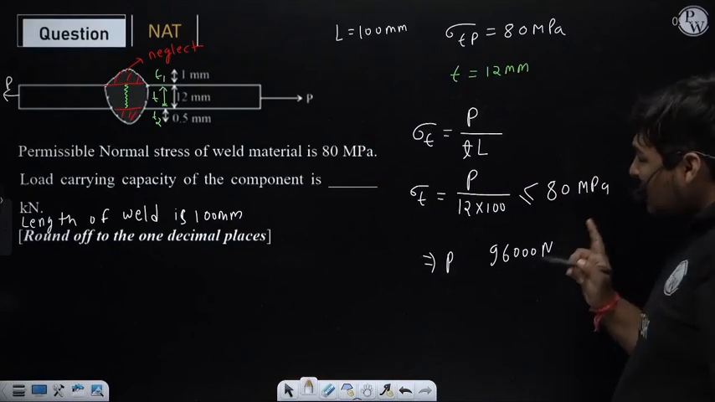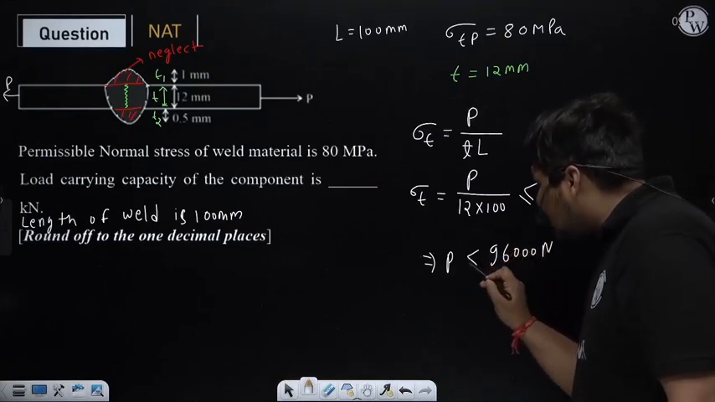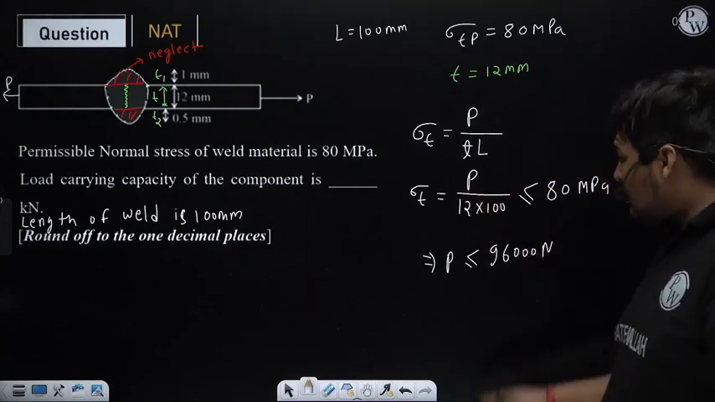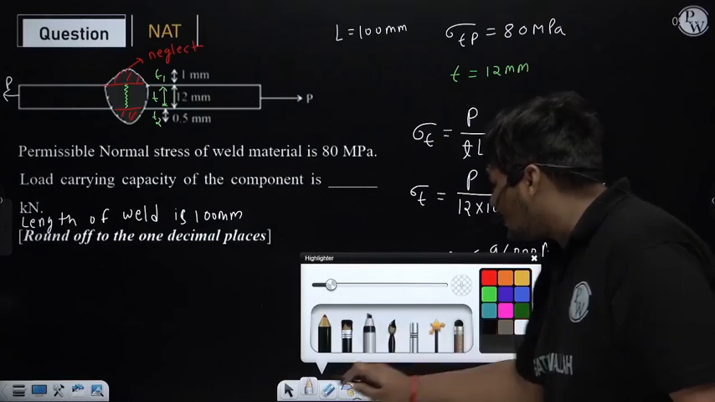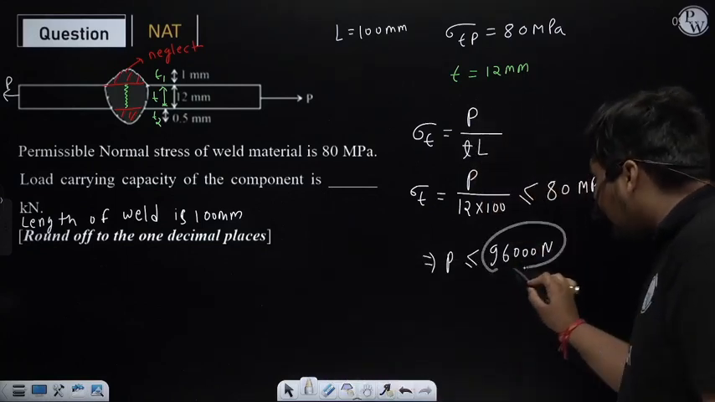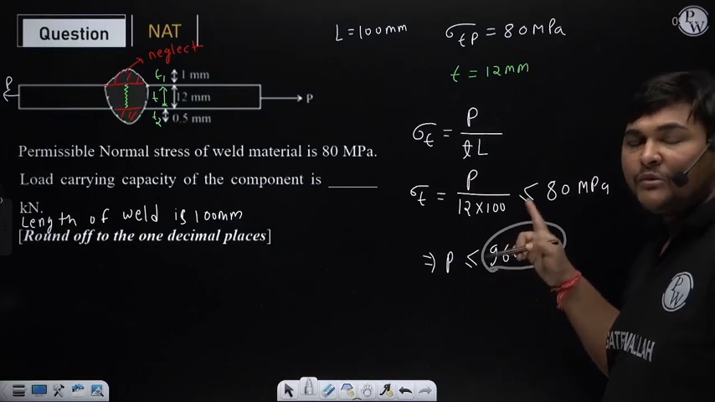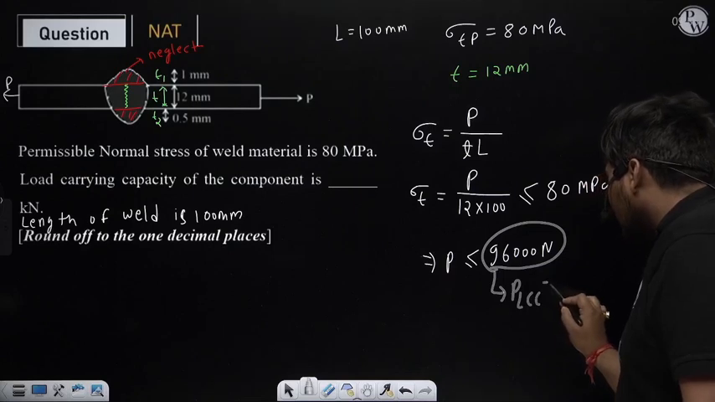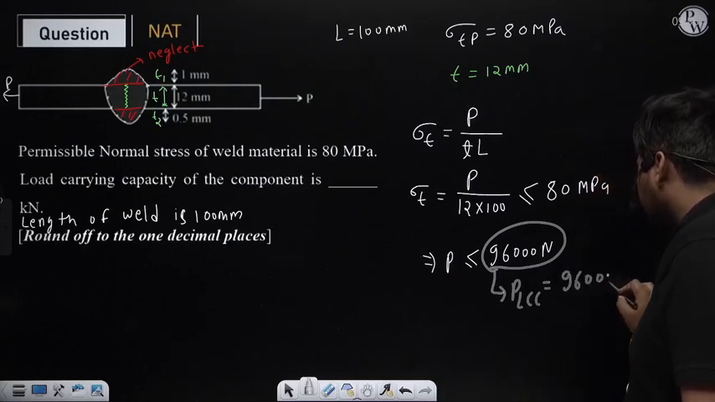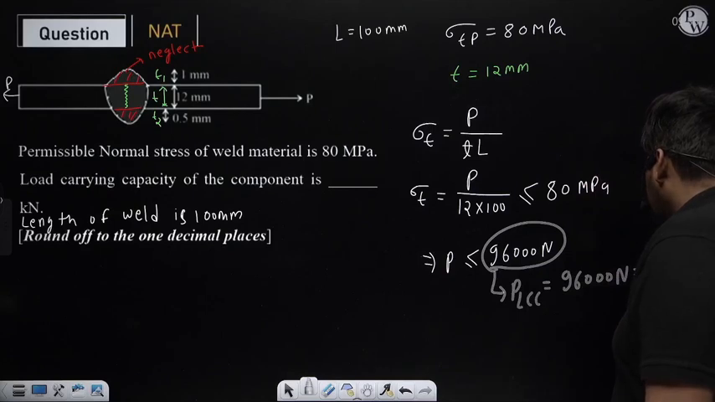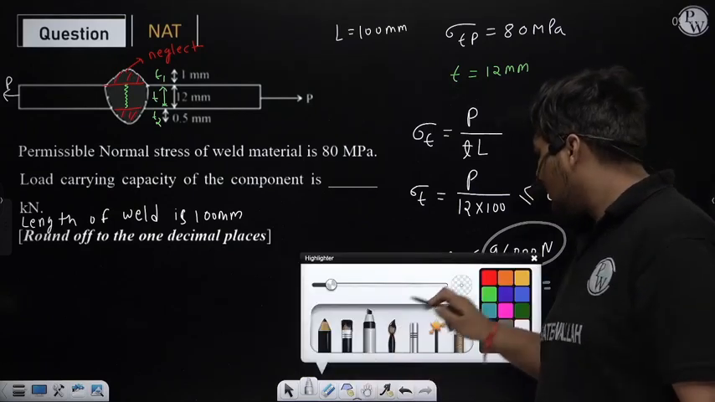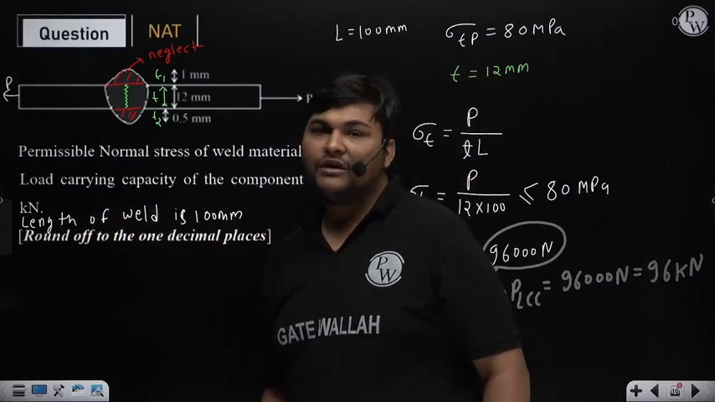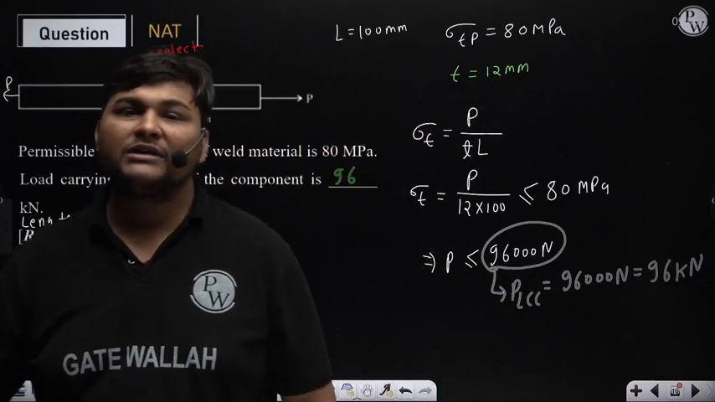Now the actual value of P should be either equal to this or less than this, because we will be on the safer side when the actual stress is less, and for that P should be less. So can I say it is the load carrying capacity of this component, because the actual P should be either equal to this or less than this. So the load carrying capacity of this component is 96,000 Newton or 96 kilo Newton. So it is all about analysis of butt weld.